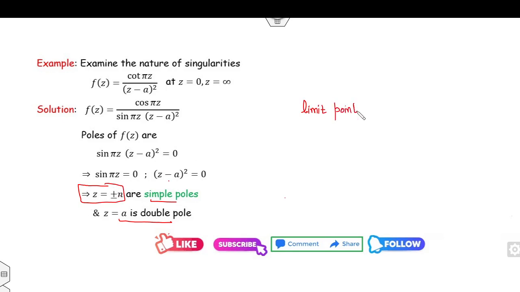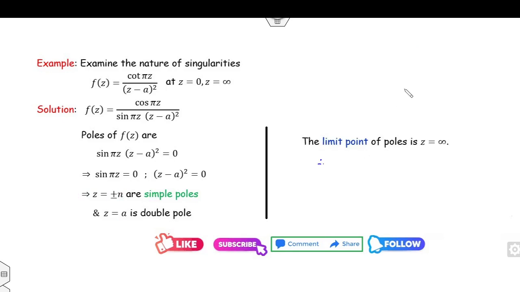So what is the limit point of the pole? Can you find the limit point of the pole? You can see z is ± n. So if you take the limit as n approaches infinity, this value will be infinity. Therefore, the limit point of the pole is infinity, and this infinity is known as a non-isolated essential singularity.